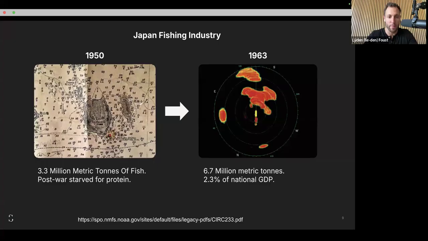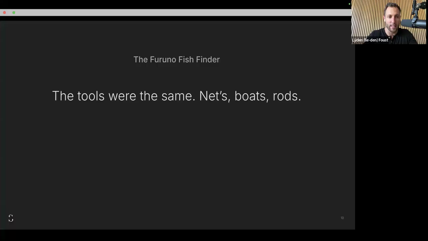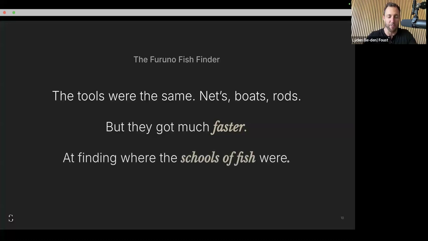The reason is that they were so much faster at finding where the schools of fish were when they were active. What blows my mind about this is that the tools had not really changed for the actual fishing part. They had the same nets, the same boats, and the same rods, but they just got a whole lot faster at finding where the schools of fish were.